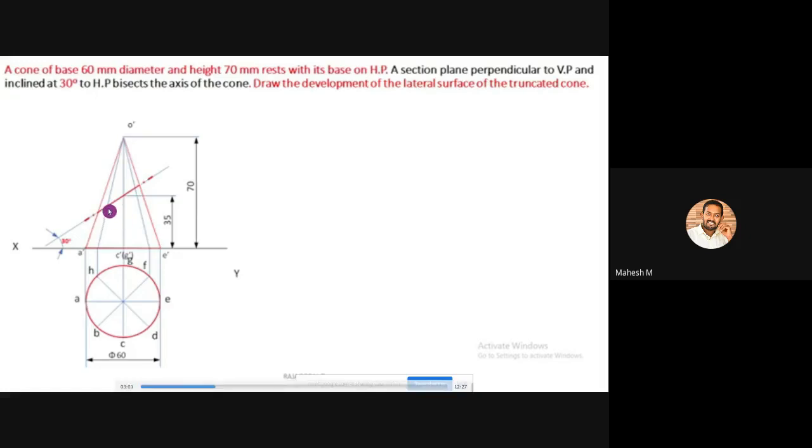Please don't highlight these in between lines. Similar to that, you don't have to worry about the sectional top view. So this top view is enough for this development.